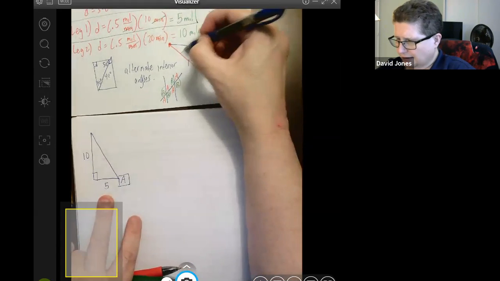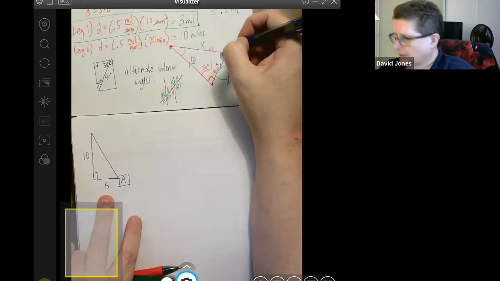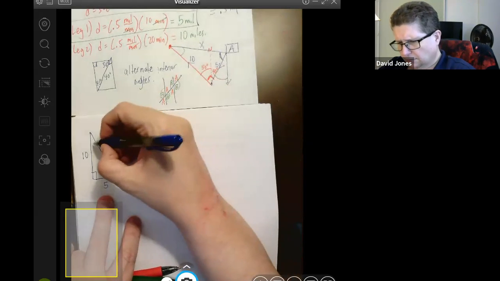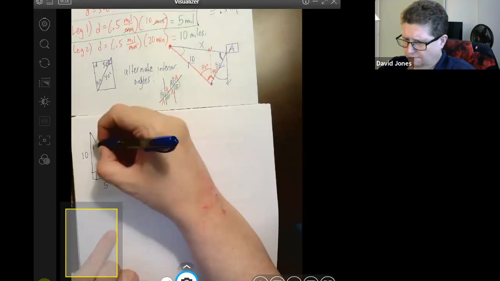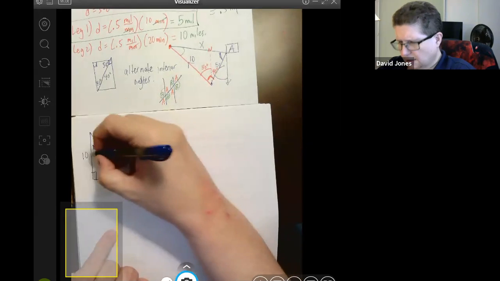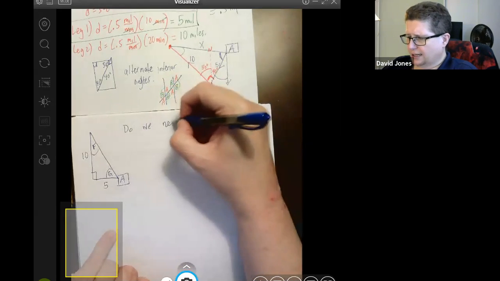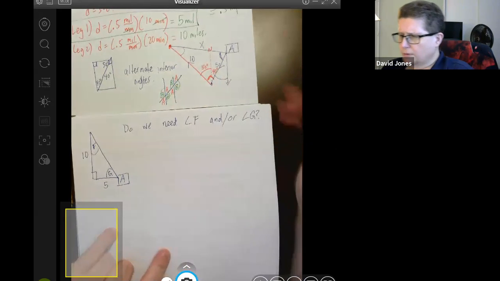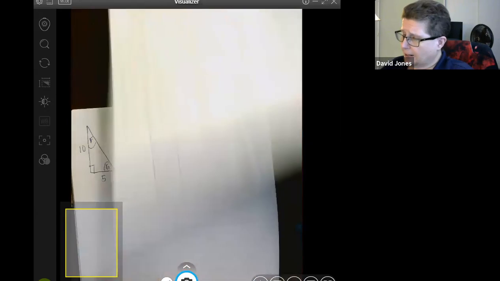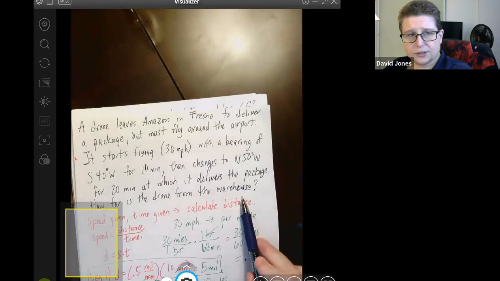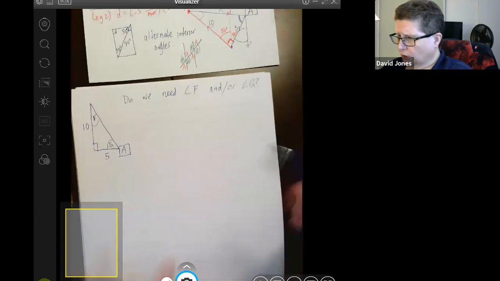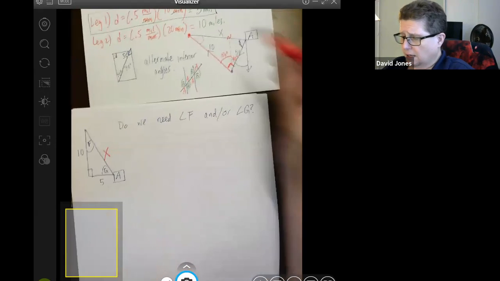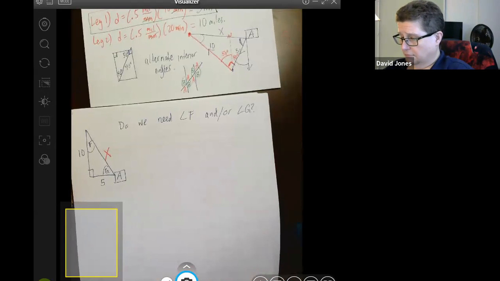What are these angles? Do we need it? Let's call it F and G. Do we need angle F and G? Well, what was the original question? How far is the drone from the warehouse? What we're looking for is X, which was right here. We even labeled it on this picture. I don't actually need F or G, do I? Why not?